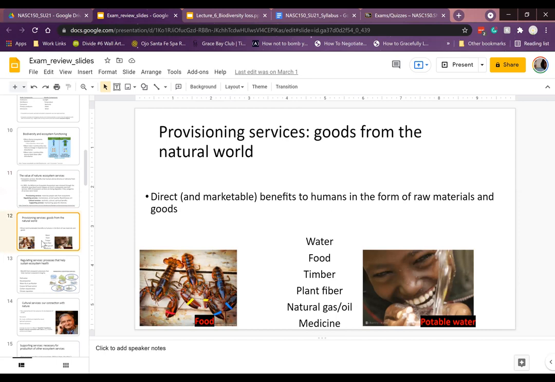Food, water, timber, plant fibers, natural gas and oil, things we can take and sell. Medicine is also one of those things. So for those of you that have ever had a headache and you took aspirin or acetaminophen, Tylenol, or ibuprofen, Advil, you took those medicines that were derived from nature. So it's a kind of misunderstood aspect of a provisioning service. We can derive things from nature and then move them into a lab to make them. And it's still considered a provisioning service.